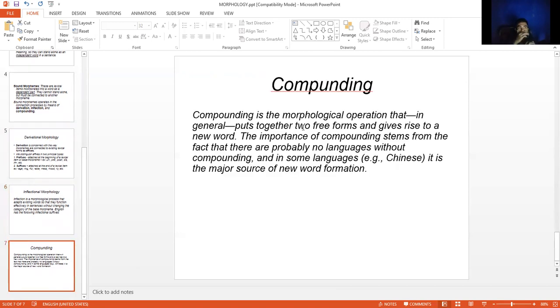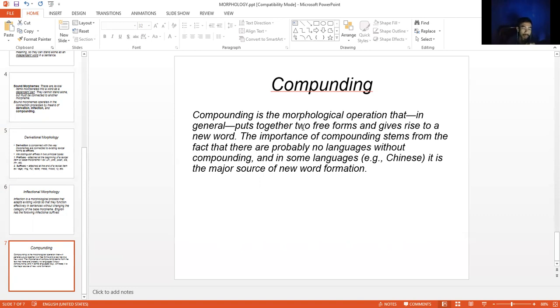Nah, selanjutnya ada compounding. Di sini compounding is the morphological operation that puts together two free forms and gives rise to a new word. The importance of compounding stems from the fact that there are probably no languages without compounding. In some languages, for example Chinese, it is the major source of new word formation. Jadi compounding ini biasanya dari dua kata yang dihubungkan, yang bergabung ya, dan menghasilkan makna baru seperti itu.